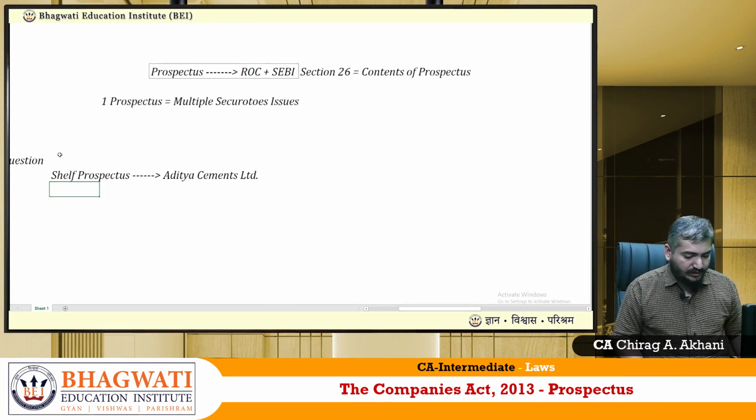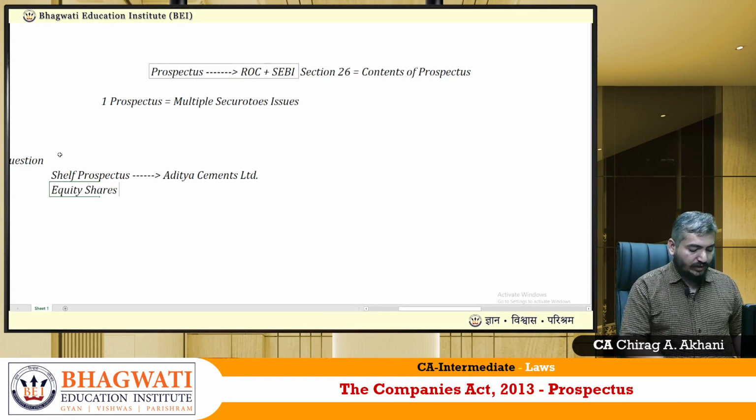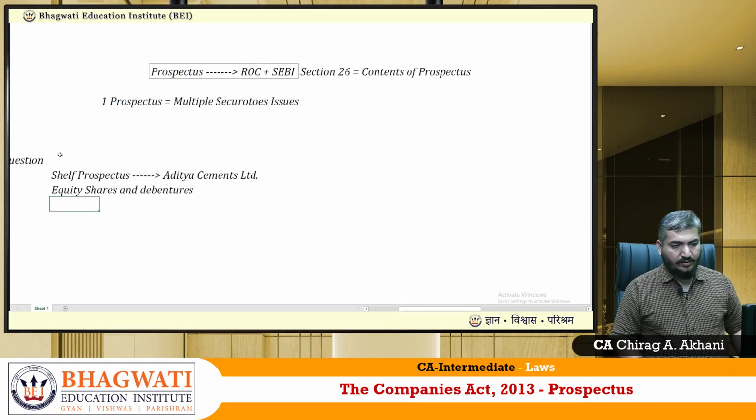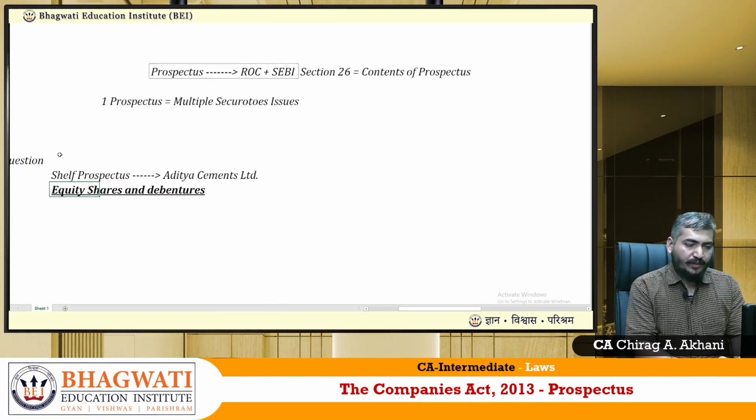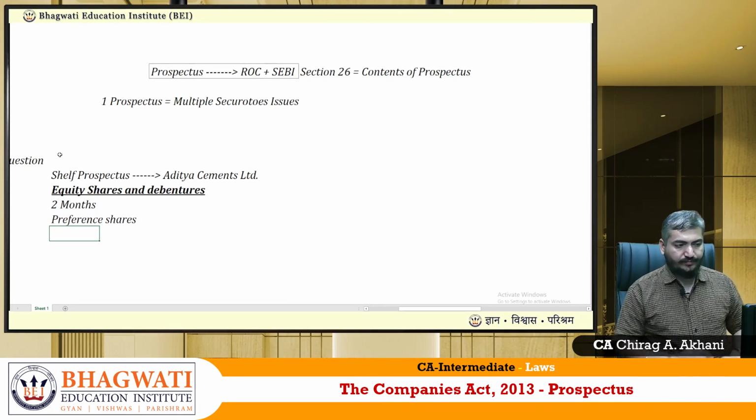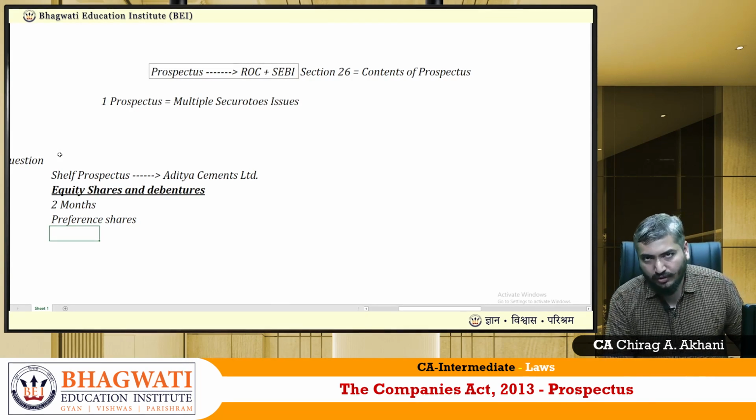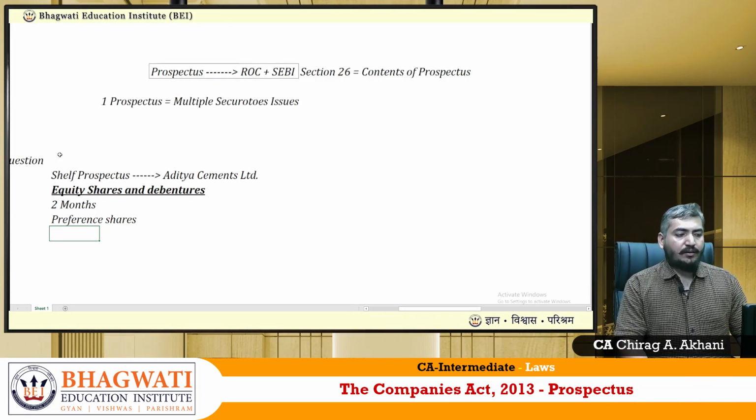In this shelf prospectus, by mistake it was mentioned that this prospectus can be used for securities like equity shares and debentures. Equity shares and debentures. And now just after 2 months from this issue, the company plans to go for issuing preference shares. Whether the company needs to issue the prospectus again or not. Explain by referring to the provisions of the Companies Act 2013 whether the company needs to issue the prospectus or not. What will be your answer?